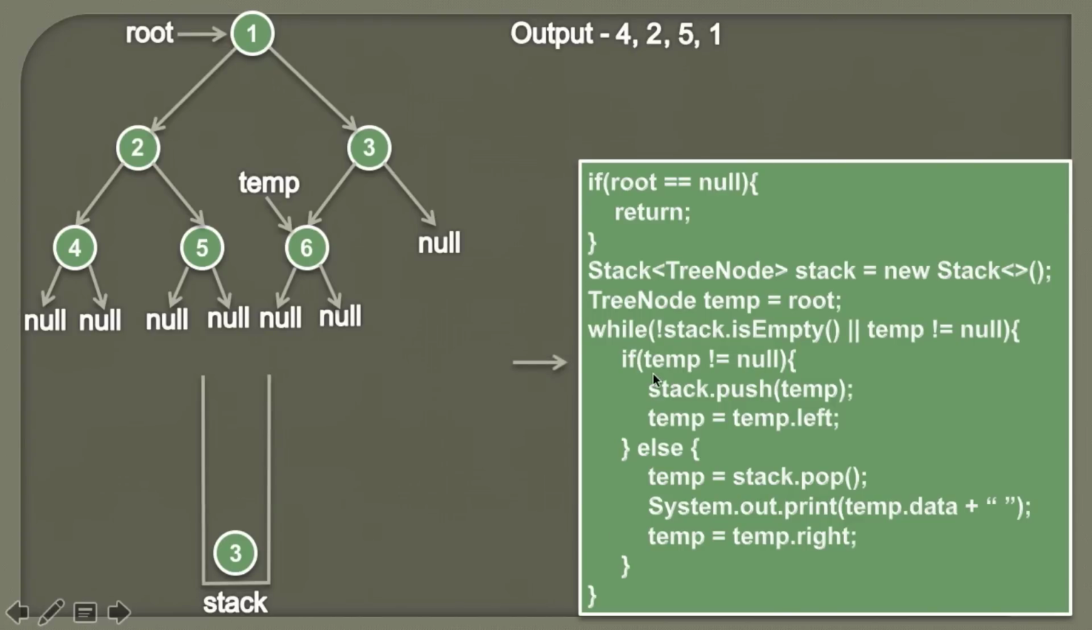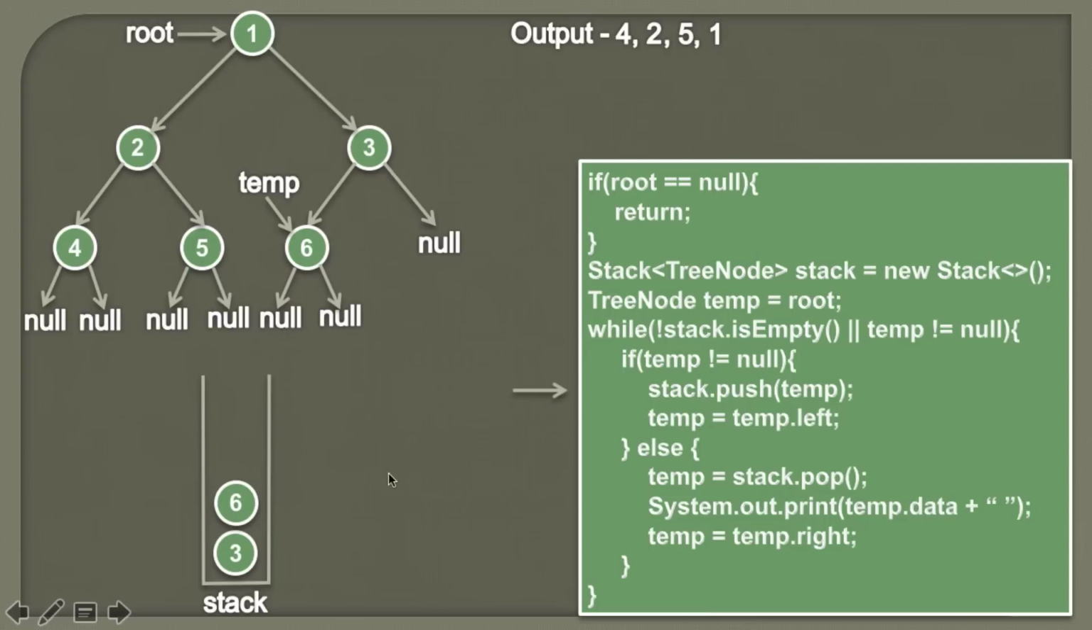So in the first step we'll check whether temp is equal to null or not. So currently temp is pointing to node 6, therefore it's not equal to null. So the condition in if block comes out to be true. And then we'll simply push the node 6 on the stack, because we can't visit this node till we process its left subtree completely. Therefore we are storing the node 6 on the stack.